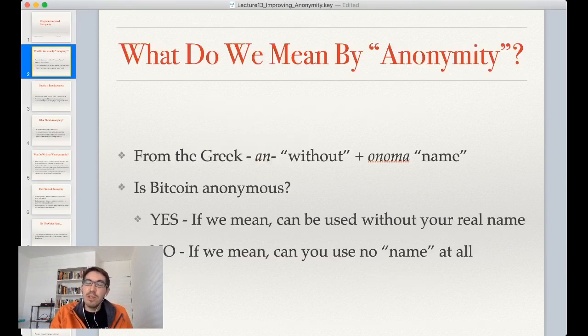So the first thing we really should ask ourselves when we ask if something is anonymous is, what do we mean by anonymous? Not to sound too pedantic, and I realize I do sound a little bit like that. The word comes from the Greek "an" without, and onoma, name. So if we mean by anonymity that you can use Bitcoin without using your real name, then yes, it is anonymous. But if we mean you can use no name at all, that's false. You will have some equivalent of your name, specifically your address.